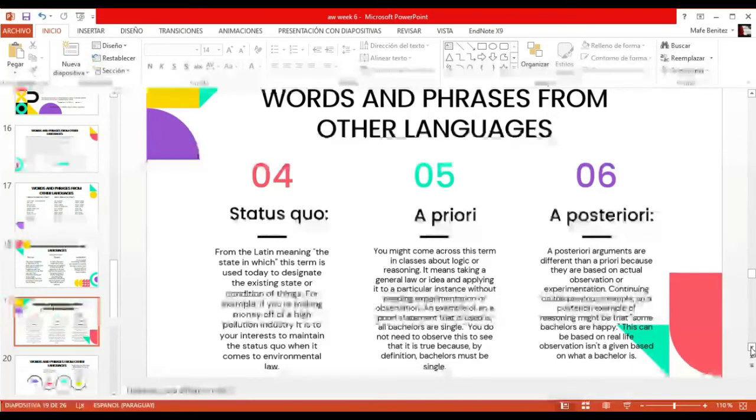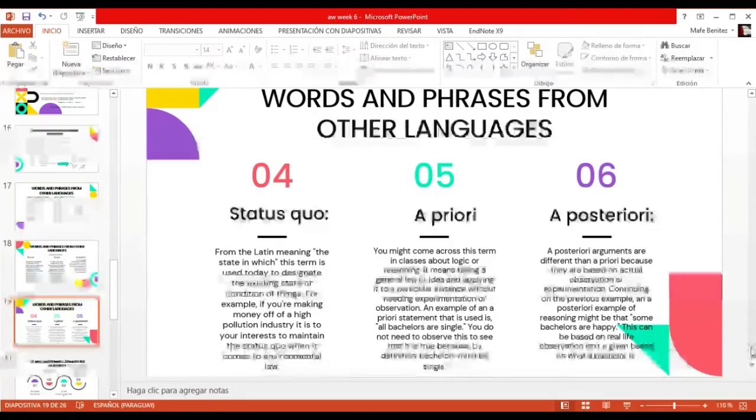Now we got a priori. You may come across this term in classes about logic or reasoning. It means taking a general law or idea and applying it to a particular instance without needing experimentation or observation. An example of an a priori statement that is used is, all bachelors are single.